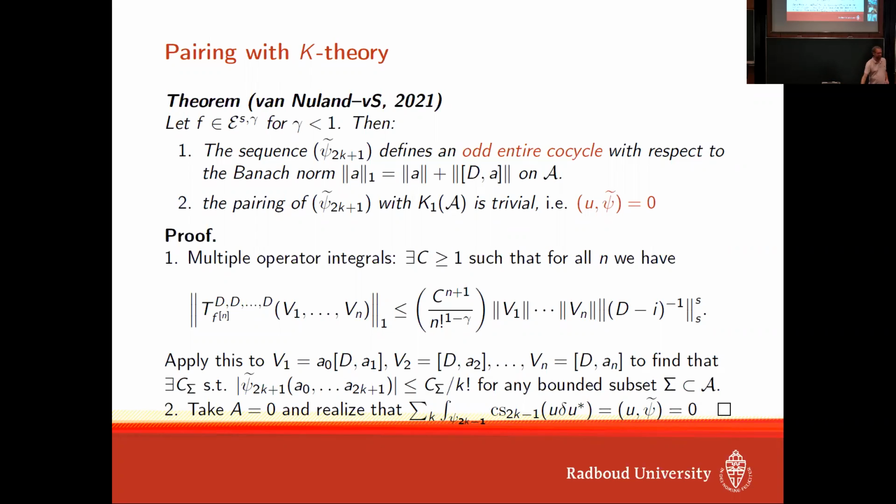Does this compute an index somehow? I mean, the index of the original. It tells you that the pairing is trivial with K1. But it's not so clear if it's an index of D related to U and so on. What is the actual index? That's why I would like to understand this psi better.